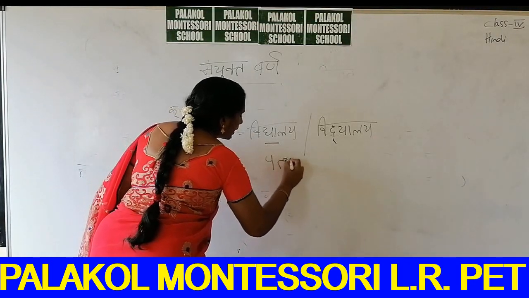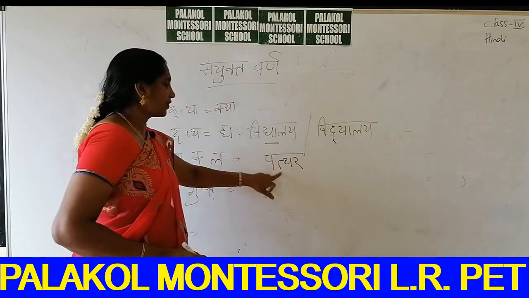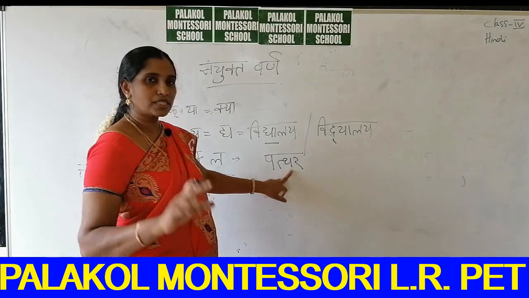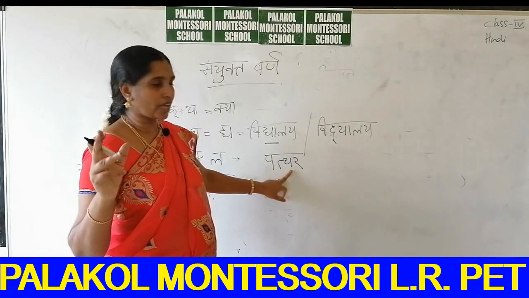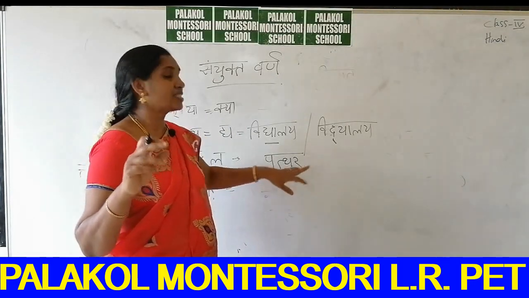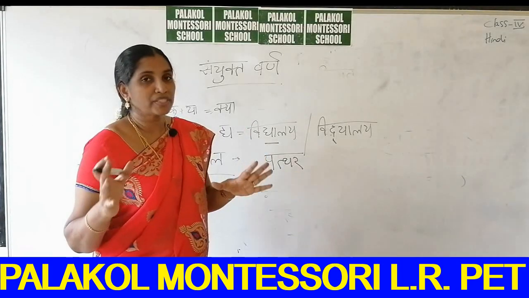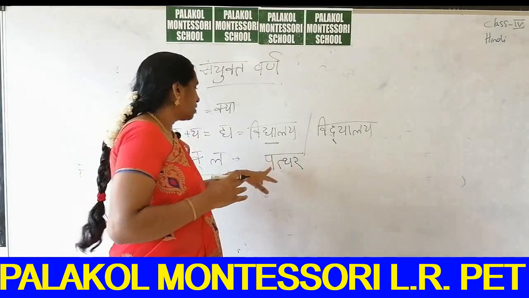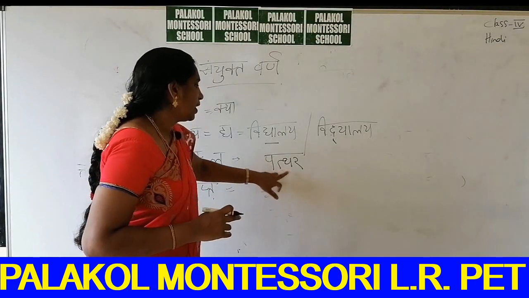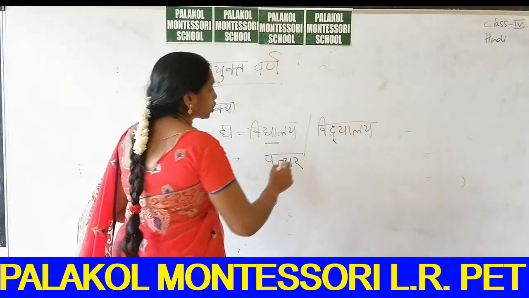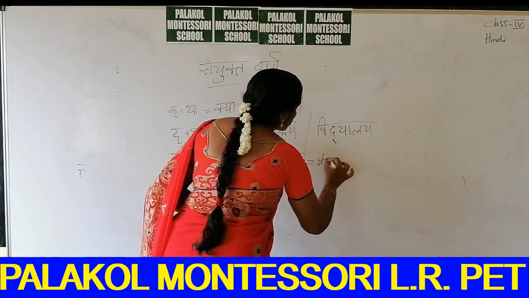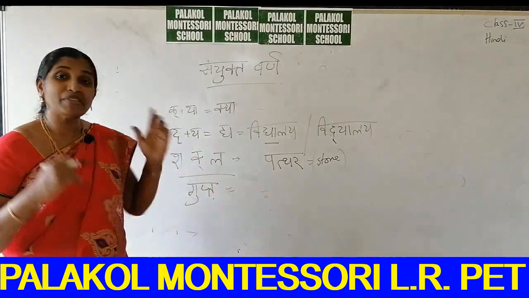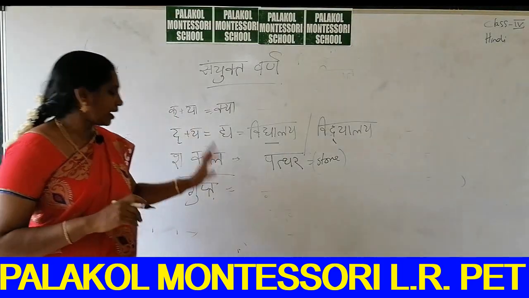Like that, pathar. Here half ta and another ta. This is the first ta, this is the second ta. These are samyukta akshars, the two vyanjans are different. So pathar. Pathar means stone, whereas gupt means secret, shakal means face, and vidyalaya, you know, means school.